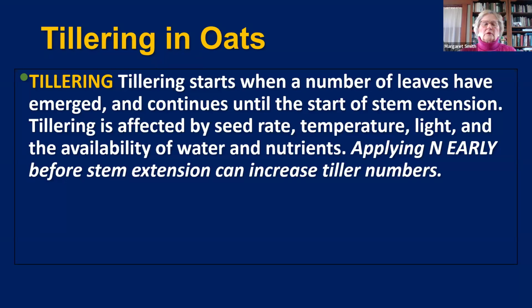We're not in control of how much water we have unless we have irrigation. But with nutrients, we are. So oats do require 90 to 100 pounds of nitrogen to produce a crop, and that nitrogen can come from soil mineralization, from manure, from fertilizer, and from residual nitrate from a previous crop. But you need that N available early, before stem extension, if that nitrogen is going to help you increase tiller numbers.